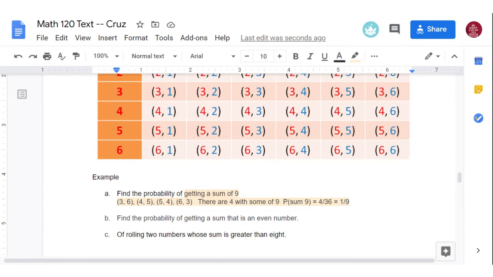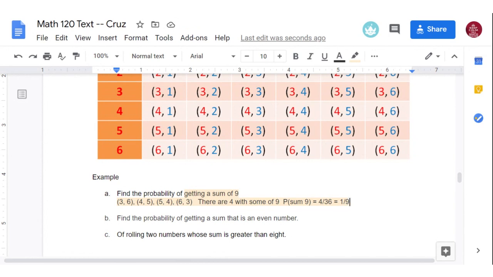Wait, Mr. Cruz, your voice was cracking up. Okay, so I didn't see when you did the answer. So it says there are 4 with sum of 9. So is that the formula where it says P(sum 9), or is that just the answer? Yeah, it's just the answer.